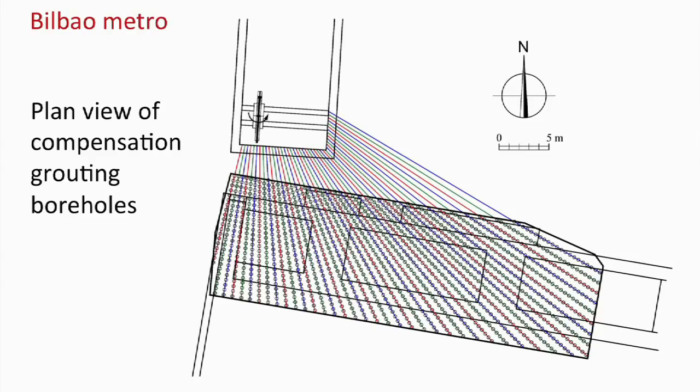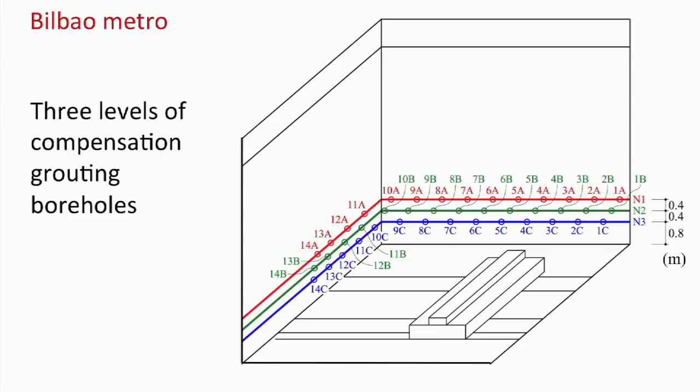Each one of these circles here corresponds to a point in which you can inject, and then you simply follow the problem by looking at the building, by monitoring the building, and then by injecting. In this case, they did that in 3 layers of borings.